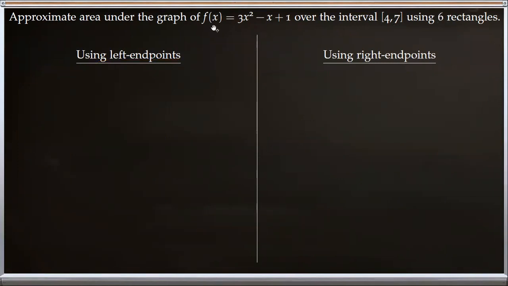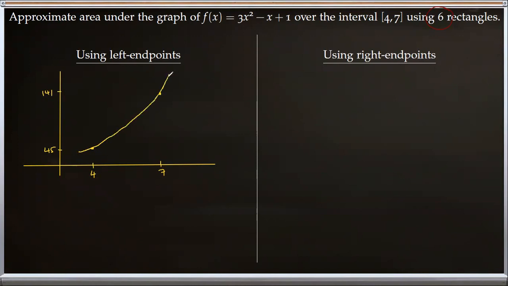Okay, next we have the same function and same interval, but this time we are using 6 rectangles instead of 3. Again, let's start by drawing the graph of the function. We already know how it looks like. And we have some values also. We said at 4, it goes at 45. So 4, 45 is a point on the curve. And at 7, it goes through 141. 7, 141 is a point on the curve. So we can approximately draw the graph like that.